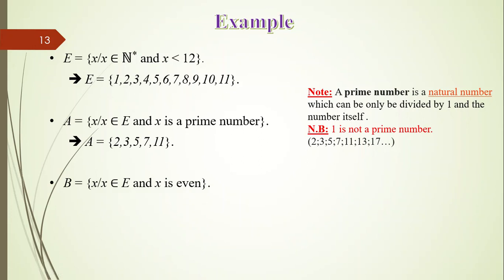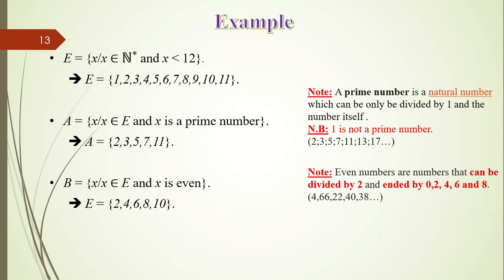B equals x such that x belongs to E. So here the elements of B are also elements of E, and the elements are even. Okay, so the elements of B are even. So here we have two conditions: the elements of B should be elements of the set E and they should be even. Okay, so we look at the set E. The even numbers are 2, 4, 6, 8, and 10.